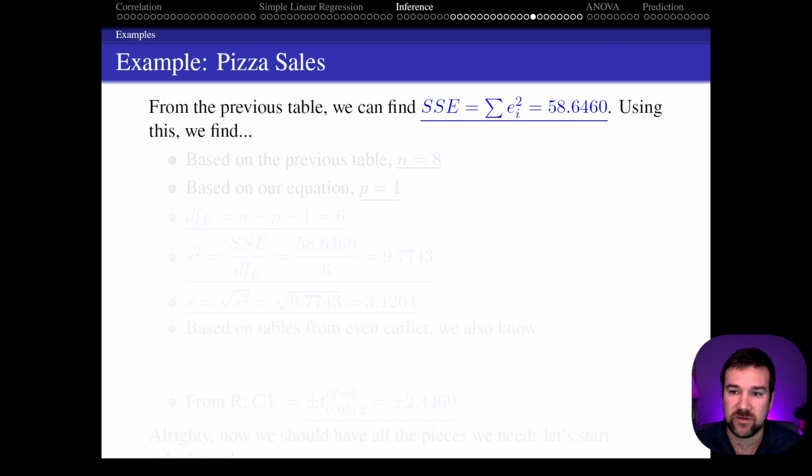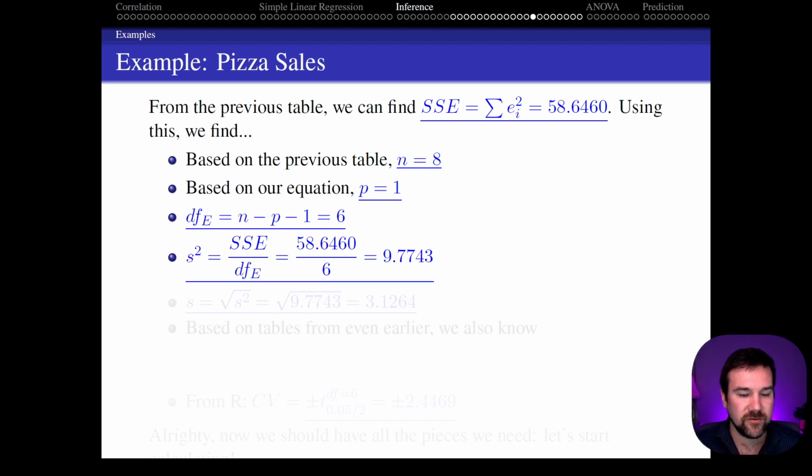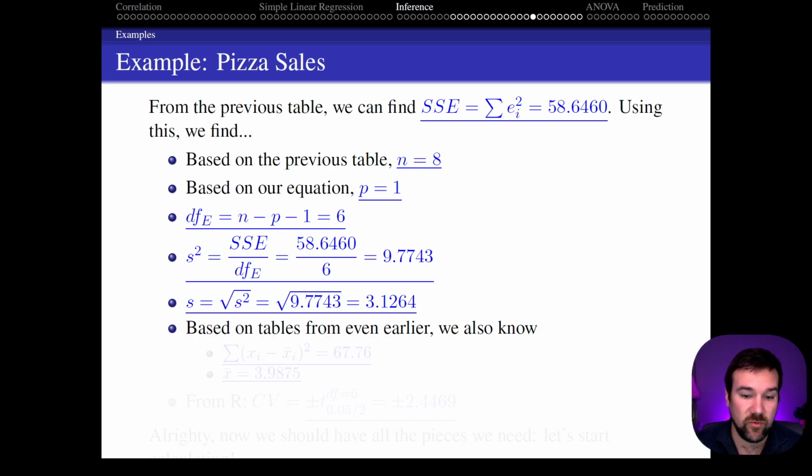So I get 58.6460. With a sample size of 8 and only one independent variable, degrees of freedom error is n minus 1 minus 1, so 6. S squared is that sum of squared error that we found at the top, divided by the degrees of freedom error we found at the third bullet. I get 9.7743. S is just the square root of the S squared from the fourth bullet. So I get 3.1264. And this is that fifth bullet, S. That's kind of my foundational piece for all my standard errors.